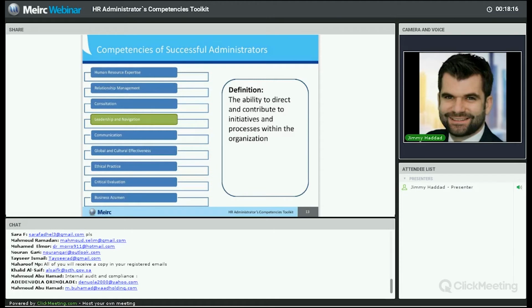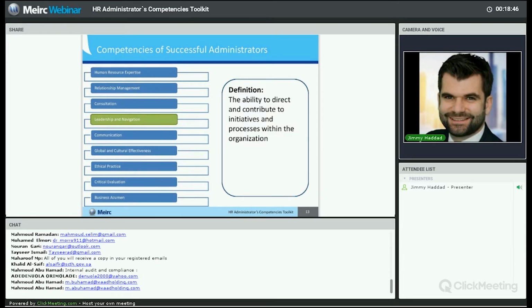To be able to do that, an HR professional needs to consistently act with and represent the culture of the organization. And representing the culture of the organization focuses more on the leadership aspect of successful HR administrators. Leadership here in the sense of showing the real values of the organization.